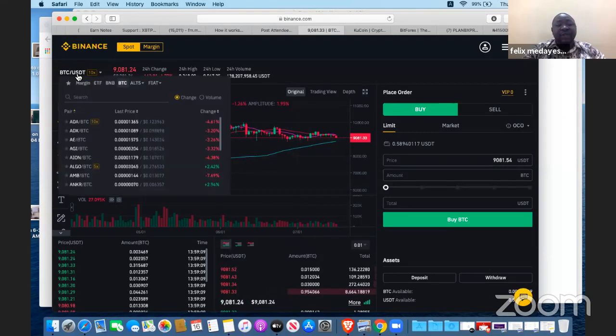Now, put your cursor on the BTC pair with fiat, which is BTC USDT. That's step 3. When you put your cursor, it's going to show this margin, ETF, BNB, BTC, ALT, fiat. What are you looking for? You actually want to buy BTC with your Naira.